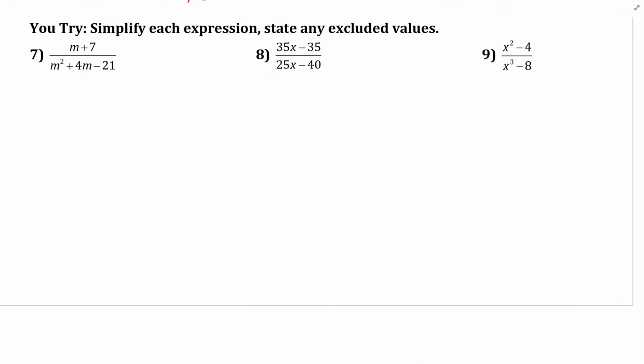So on your outline, there are 3 for you to try, okay? Some simpler, others harder. I want you to pause the video, try these, and then check back and see how you did.